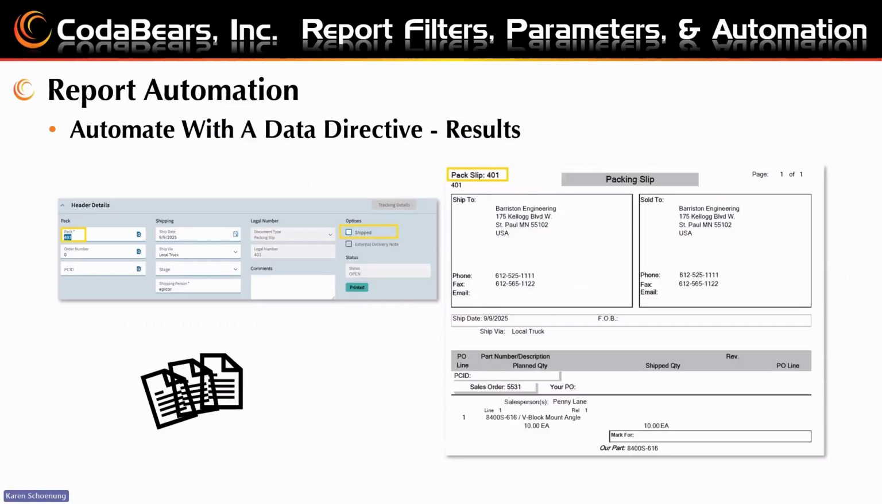Next, your results for automating with the data directive. What you have to do is test your data directive by opening customer shipment entry and marking a shipment as shipped, as we mentioned, and then click save, and your report should then print or preview depending on what you set up. And there actually is an email option in there too in the data directive. Then view your report results as shown on the right. So we can see this was pack 401, we marked it shipped, and then it automatically previewed on the right.